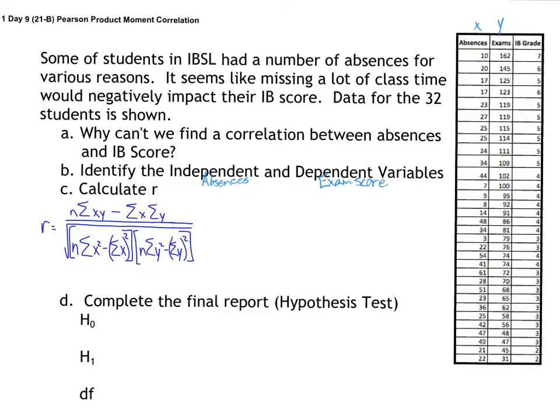So now, the next thing we have to look at is the independent and dependent variables, okay? So you'll notice here I put that the independent would be absences and the dependent would be exam score. Why would I put those and not the other way around? Because the number of absences determines the exam score, but your exam score has no effect on the number of classes you have missed.